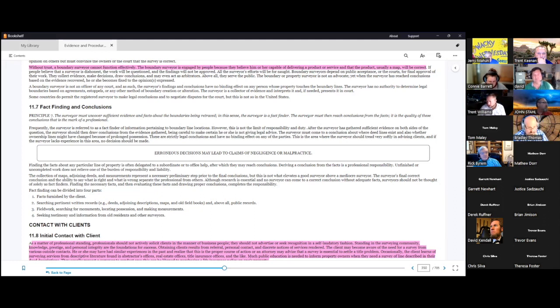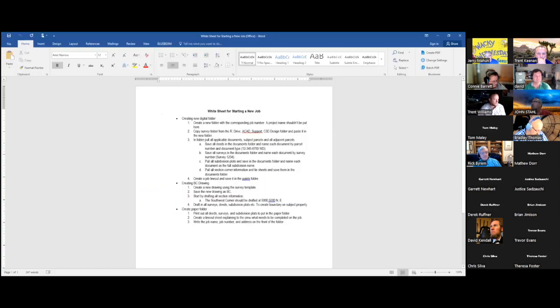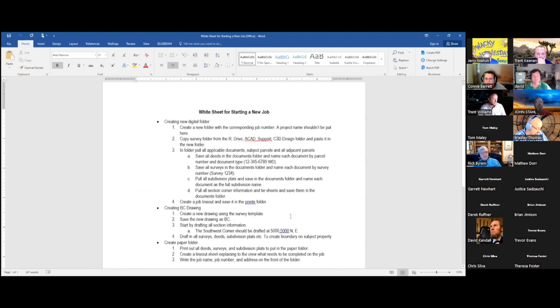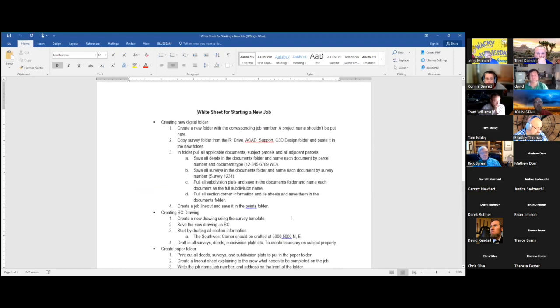For my young guys, I've done a couple of white sheets on just starting a new job. I'm going to share this. This is not all encompassing, but this is our talking point. So this goes through even how we share something on our network. It's just creating a folder on the network and all that stuff, so we can ignore that.